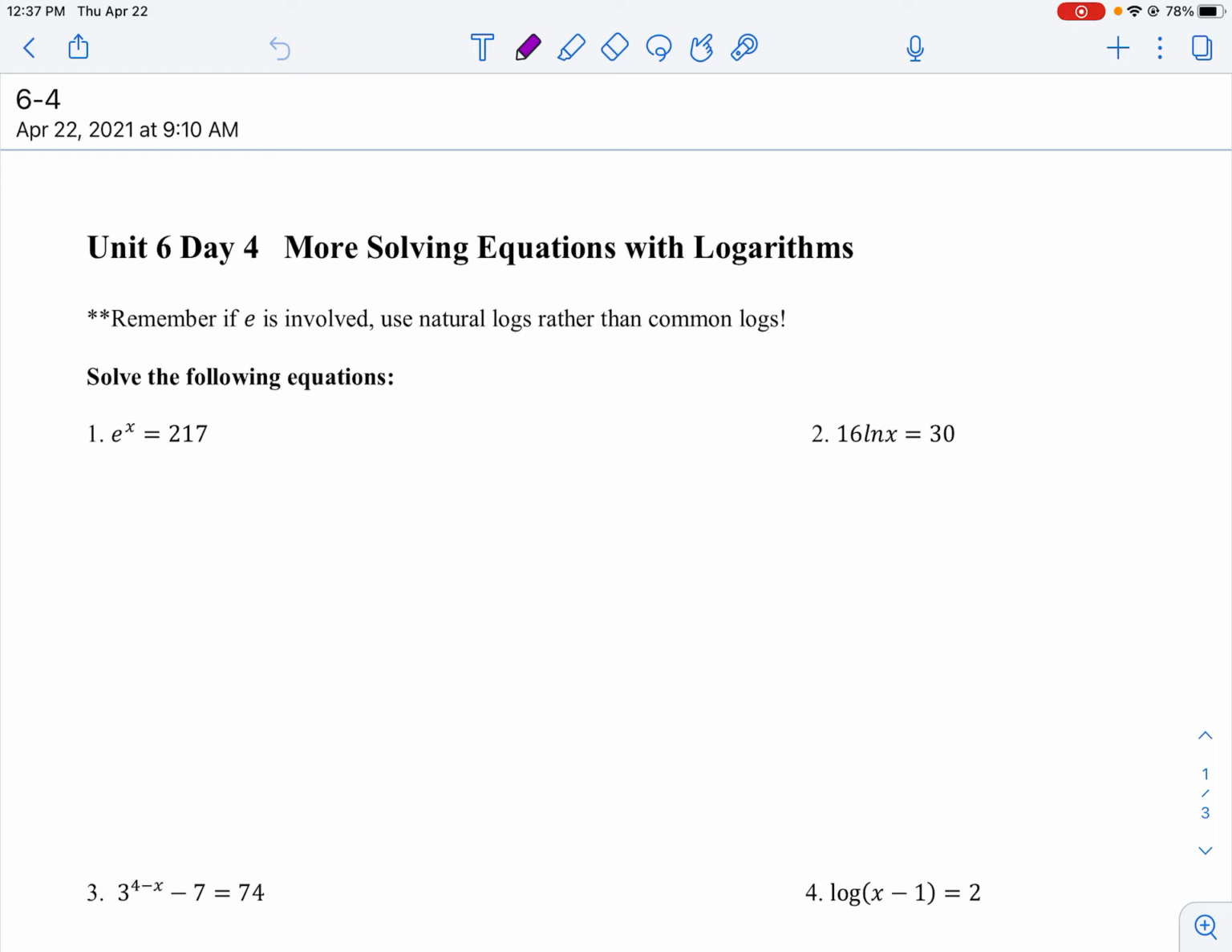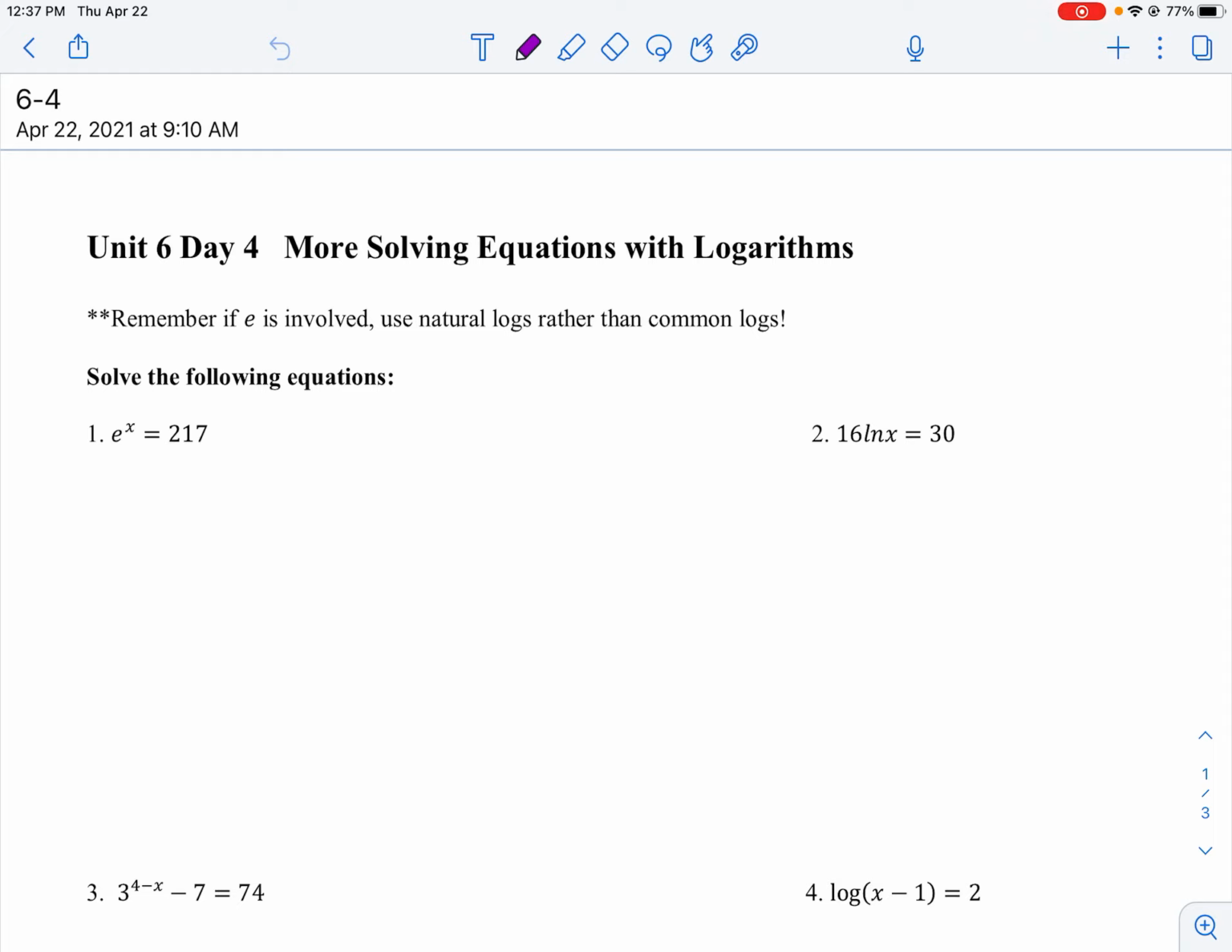This is Unit 6, Day 4, okay? We've got one more lesson in this unit, and that is pretty much it for the unit. As far as new stuff, this will be the last day we're talking about new stuff. So have your calculator ready, because we're going to be utilizing that.